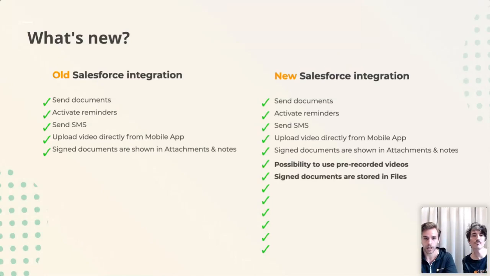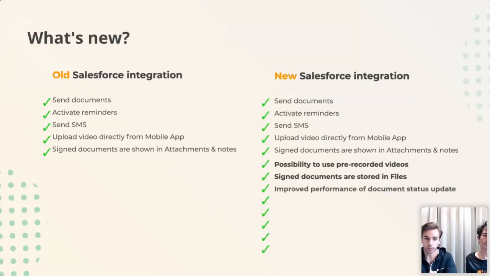Signed documents are now stored in files, which we assume that a lot of you guys are using as well. So once the document is signed, they're then automatically stored in files. It might be good to note here also that signed documents are stored in files, which is the standard object now in Salesforce, but it's also shown in attachments and notes, although it's centrally stored in files. Exactly. So all of the old features are there as well.